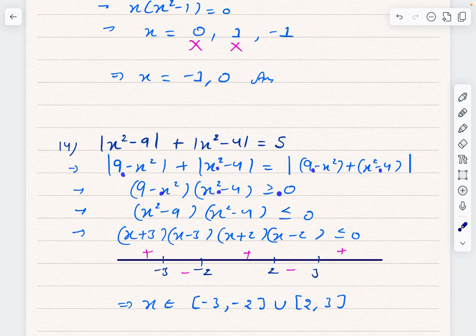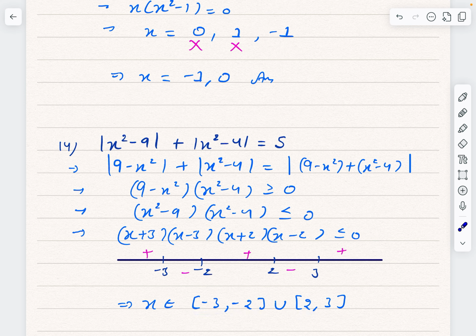So x into y greater than equal to 0. Take negative outside, you get x square minus 9 times x square minus 4 less than equal to 0. Factorize them all, you get x plus 3, x minus 3, x plus 2, x minus 2 less than equal to 0. Use wavy curve, roots are minus 3, minus 2, 2 and 3, plus, minus, plus, minus, plus. You want negative, so minus 3 to minus 2, union 2 to 3.